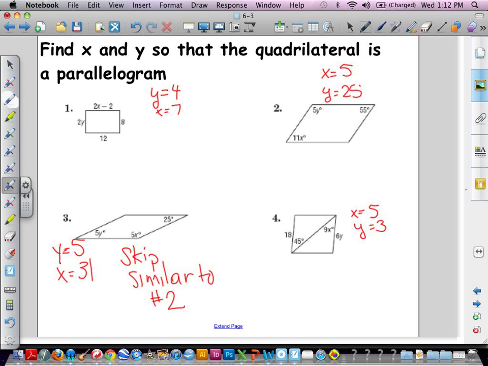All right, let's take a look at our examples. These are similar to what we did yesterday, where you have to find the value of x or y to make it a parallelogram. I suggest you pause the video, attempt them, and then if you don't understand them, follow along. If you've gotten them correct, then just fast forward on to the next section.